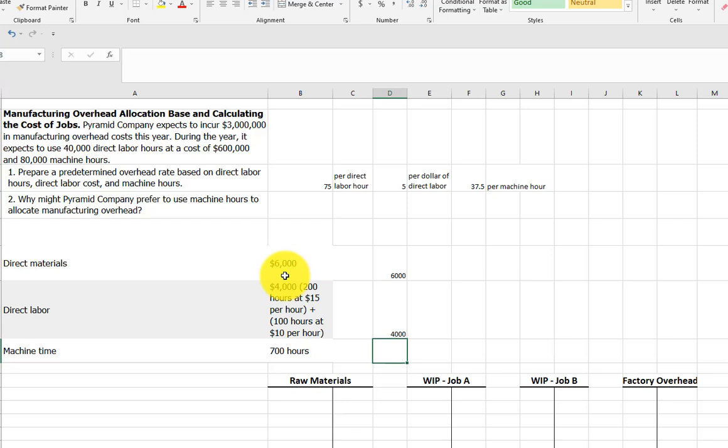But when you get to overhead, it would depend on what you had decided to use as a predetermined overhead rate calculation. So if you decided machine hours, then you take the 700 machine hours that you can actually track to that job and multiply by the machine hour rate. That's why you need to have that labeled so you remember. And so our total cost of this job would be the 6,000 plus the 4,000, those direct costs, plus an allocated amount for overhead.